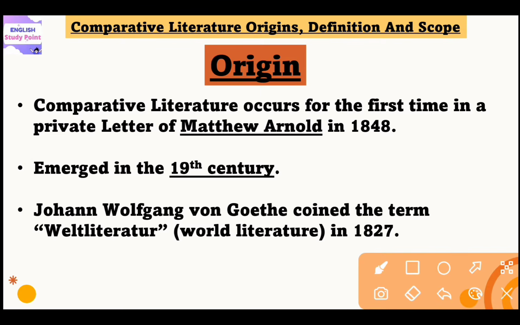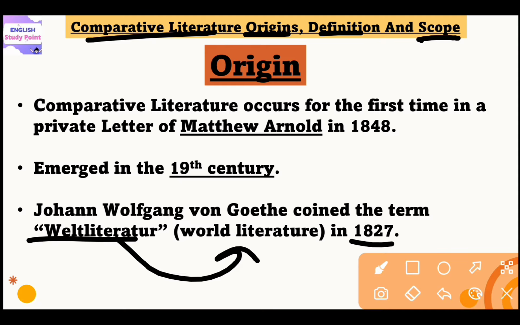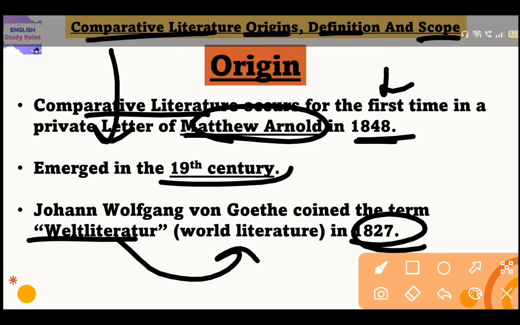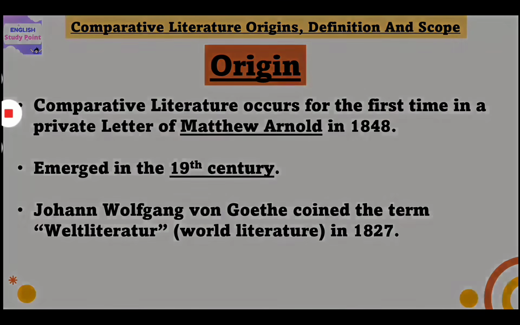Today, in this video lecture, I am beginning with comparative literature, its origins, definition, and scope of this genre called comparative literature. So, first of all, Johann Wolfgang von Goethe coined the term Weltliteratur or world literature in the year 1827, after which a combination of a genre called comparative literature occurs for the first time in a private letter of Matthew Arnold in the year 1848. This particular genre for the first time emerged in the 19th century.